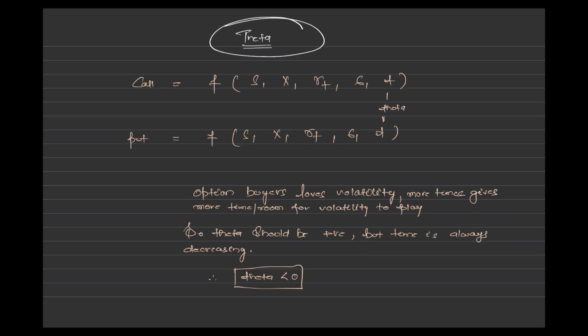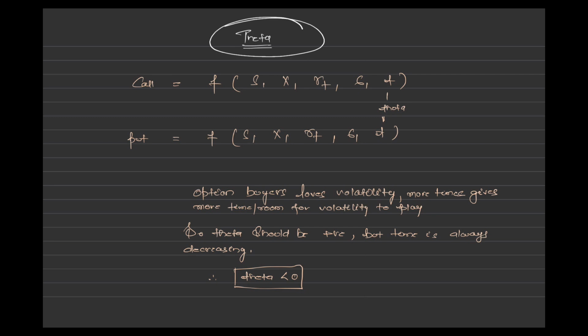Now theta, we all know that option buyer loves volatility. And the more time you have, it gives more room for volatility to play. So volatility and time go hand in hand. So option buyers love volatility. It also means option buyer loves time.